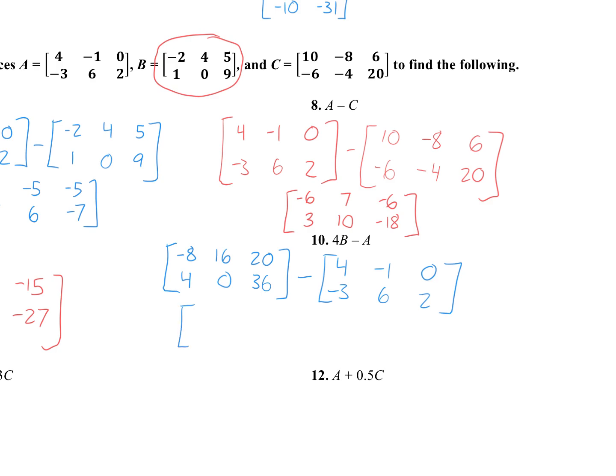All right, and now subtracting, I get negative 8 minus 4 is negative 12. 16 plus 1 is 17. 20 minus 0 is 20. 4 plus 3 is 7. 0 minus 6. 36 minus 2.